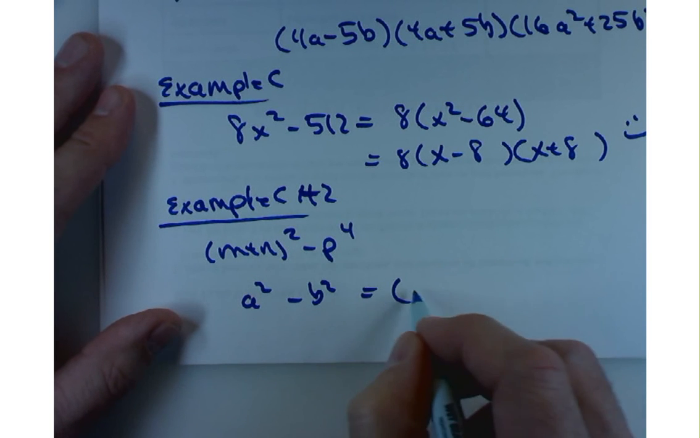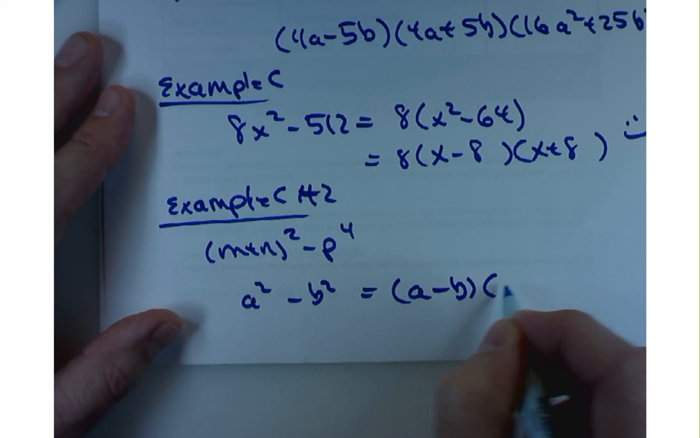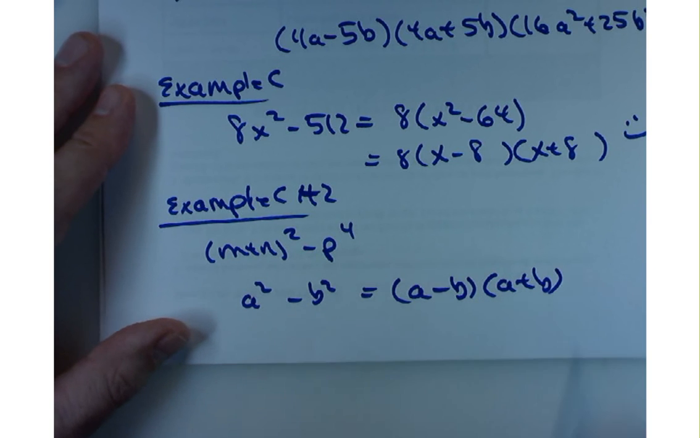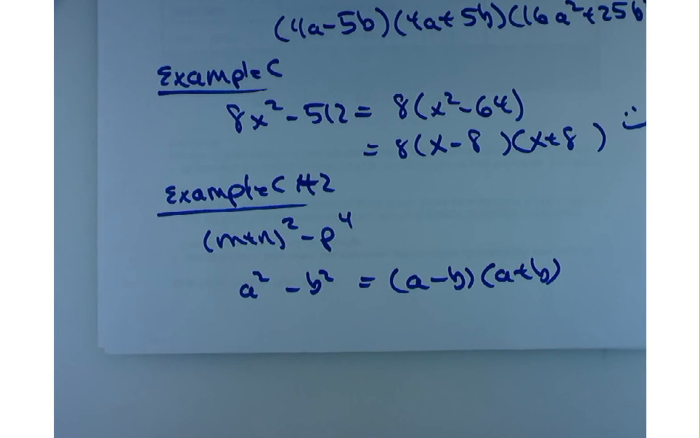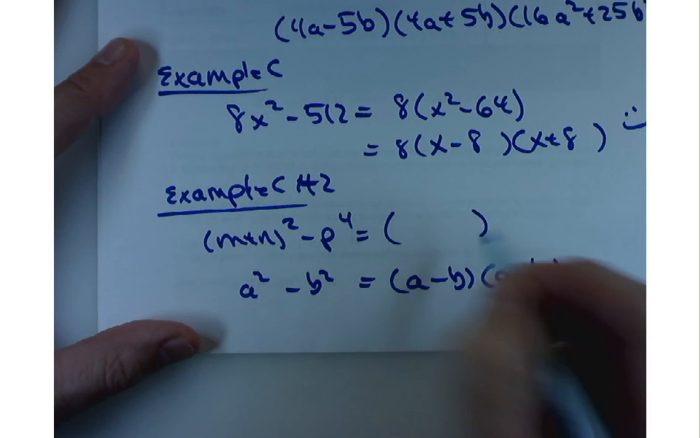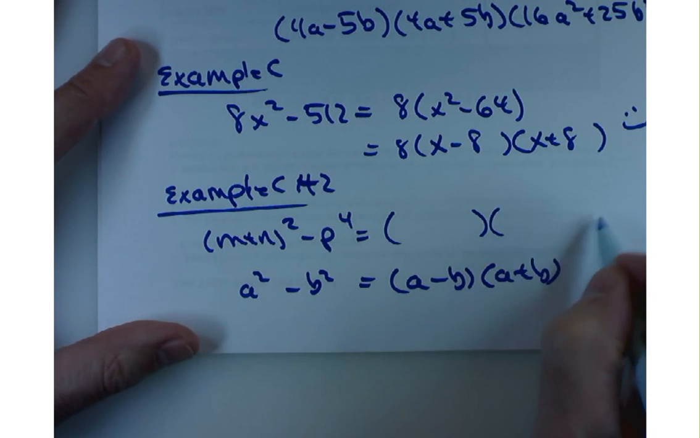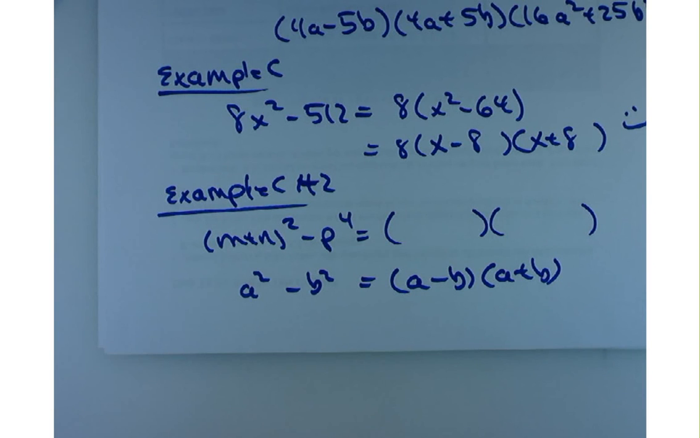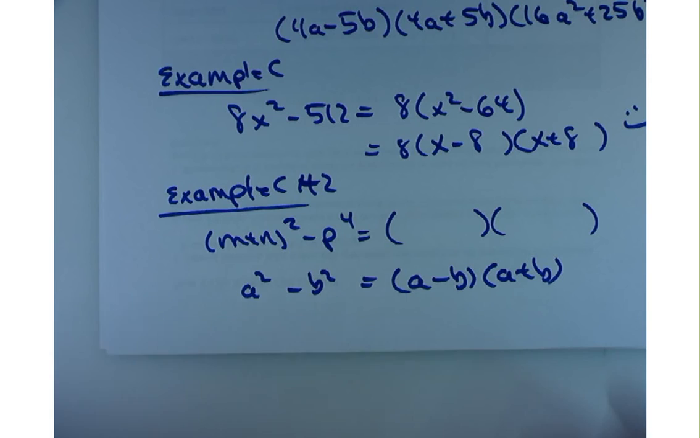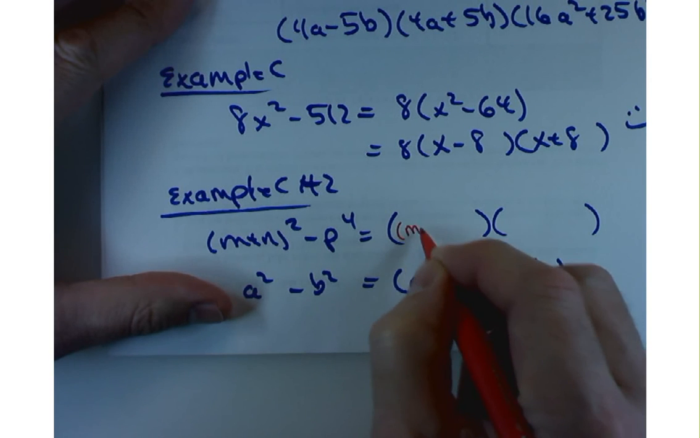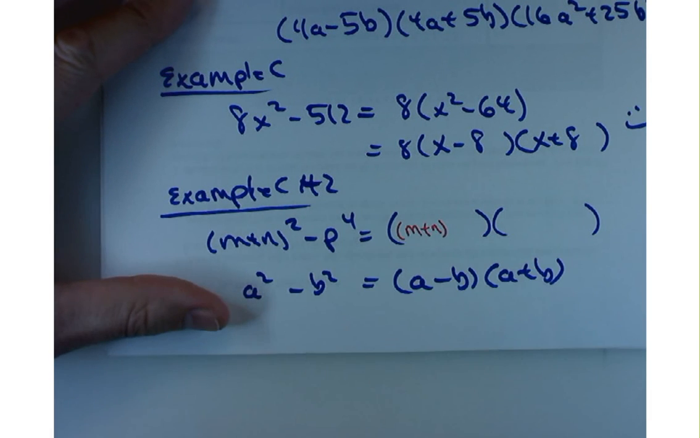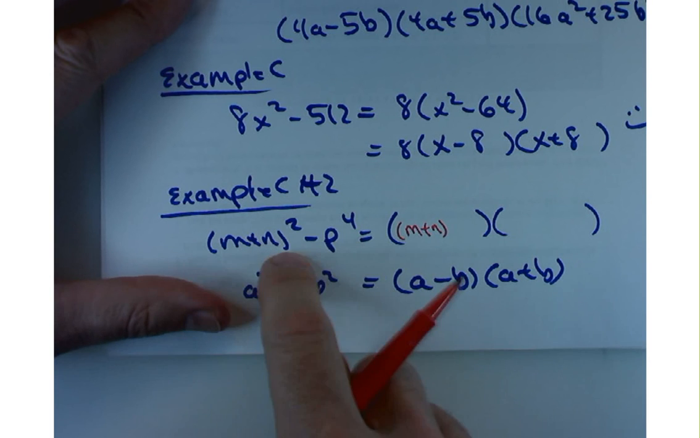A squared minus b squared is going to become the easiest and most relied upon factorization, a minus b times a plus b. The thing that you've got to identify, and the thing that we practiced in example A, is, well, what are you squaring to get that first term? What do I square to get this? It's the whole thing, m plus n. That's what you're squaring to get this term.